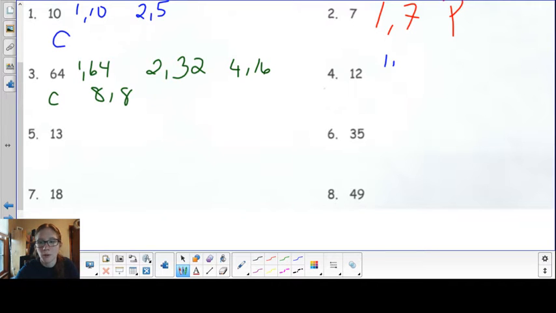12. I have 1 and 12. 2 and 6. 3 and 4. That's all I got. So he's a composite.